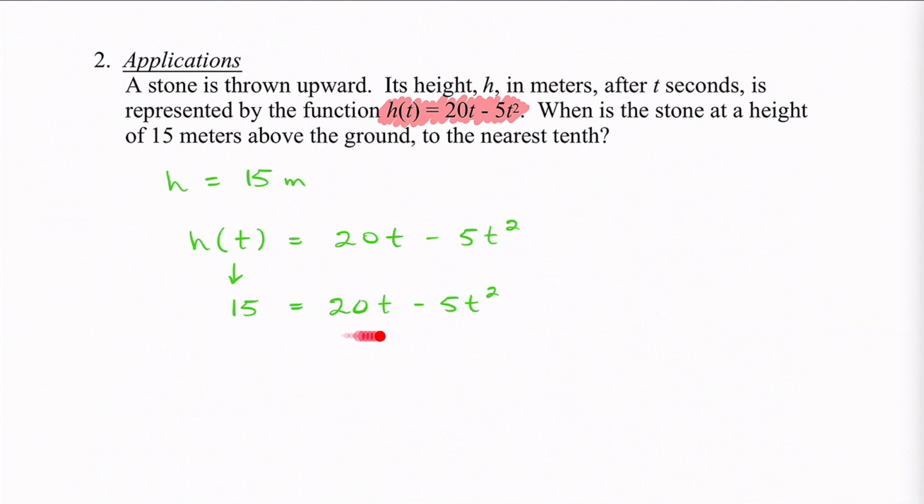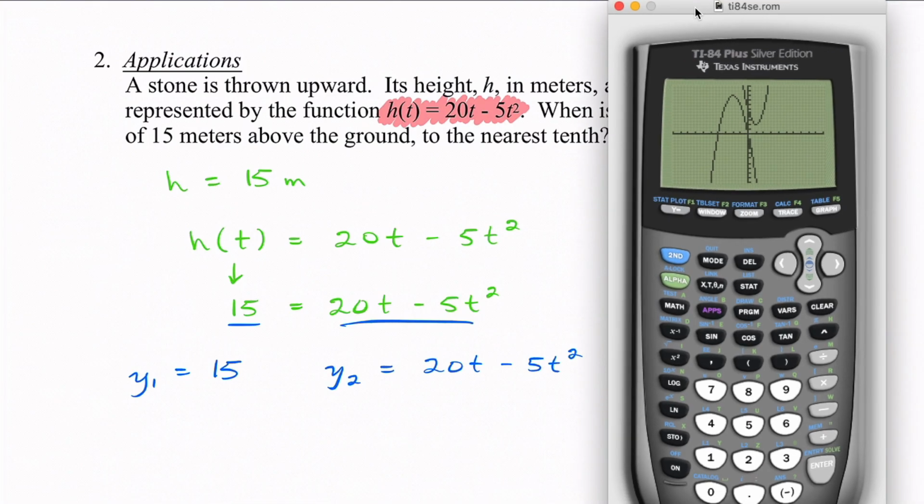Now that I have this equation, I can solve this graphically using either method 1 or method 2, which we just did on the previous page. Again, I'm going to use method 2 because I find it a little simpler. So I am going to pick y1 to be this first side, 15, and then y2 is going to be my other side, 20t minus 5t squared. Then I'll graph those, see where they cross. That'll give me my solution.